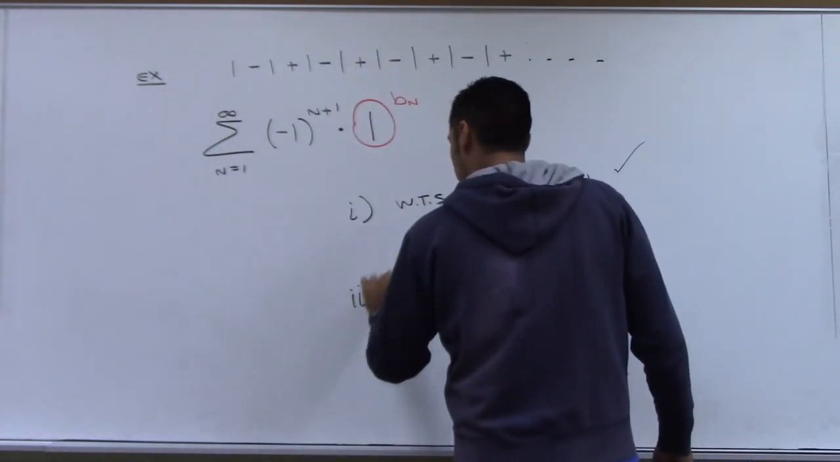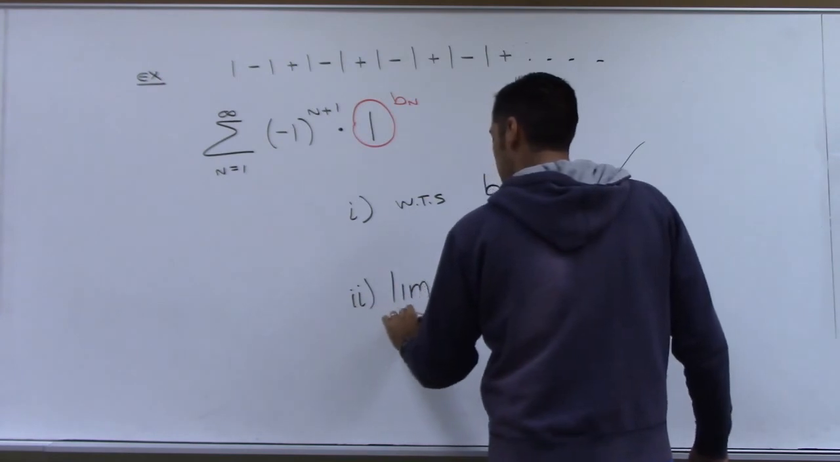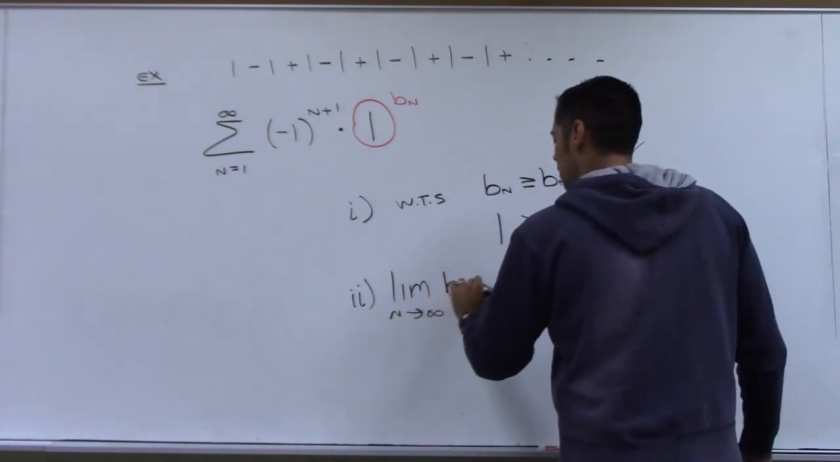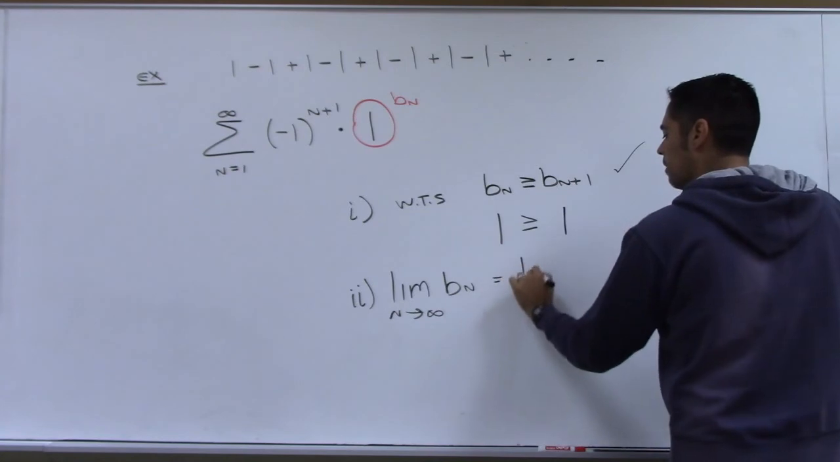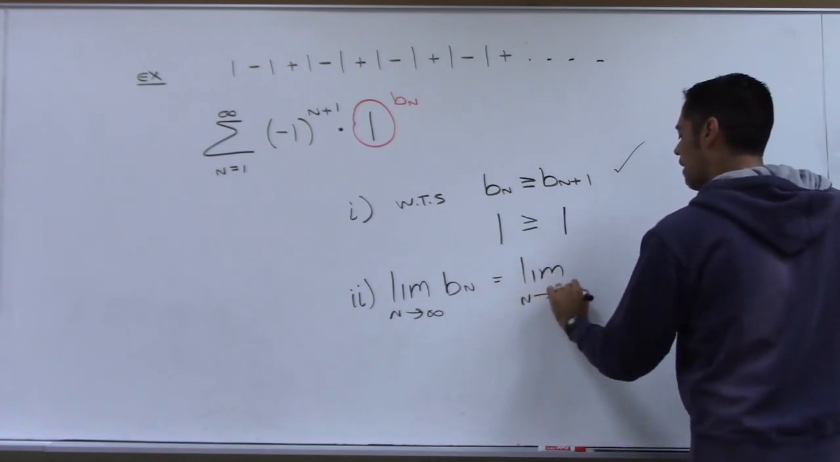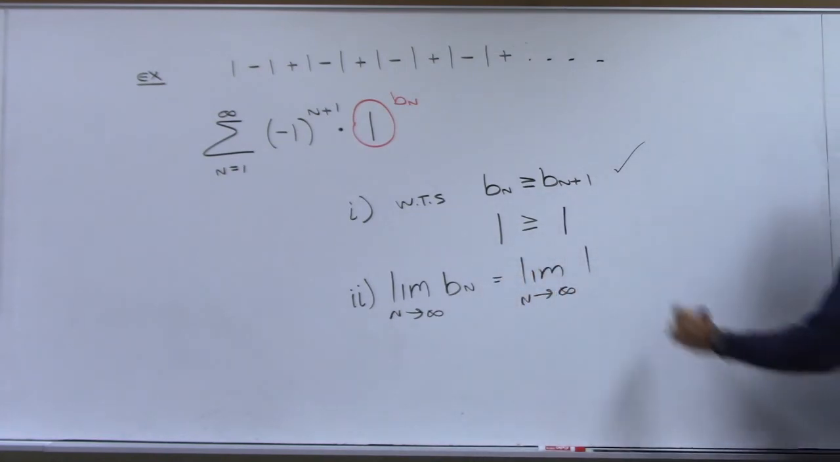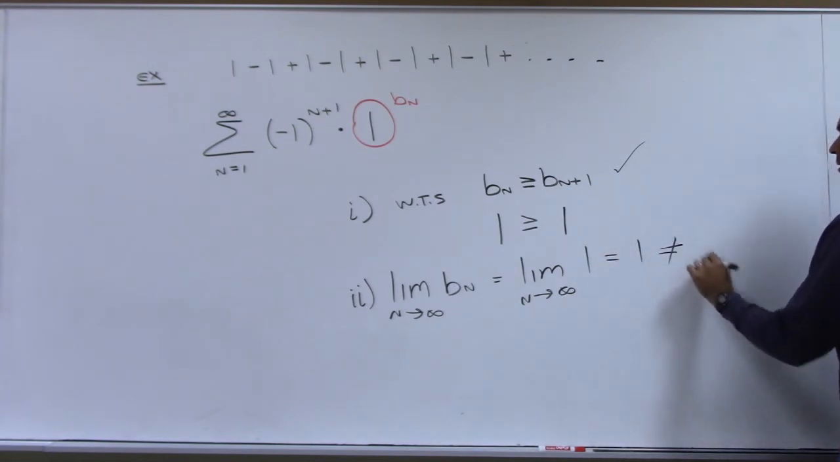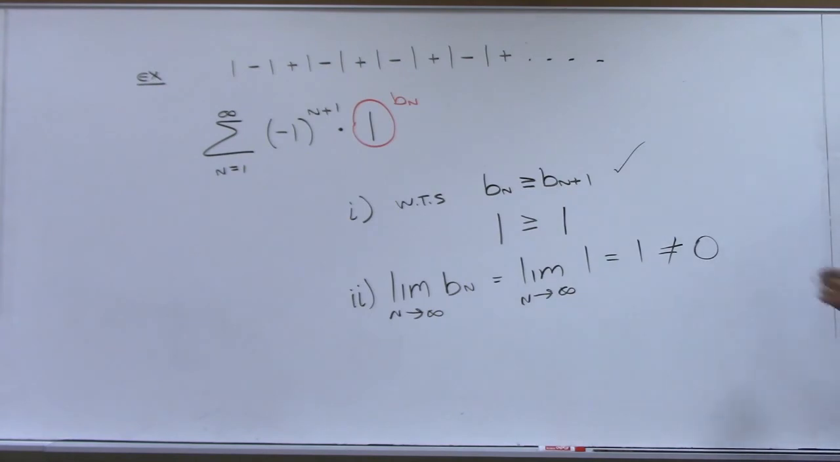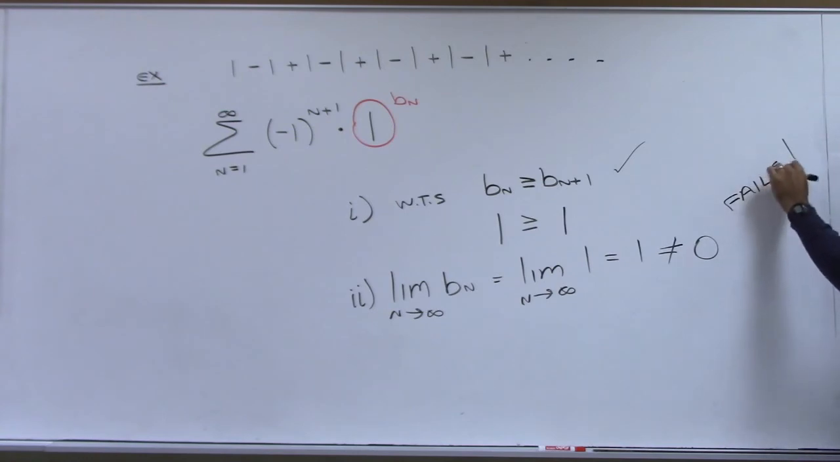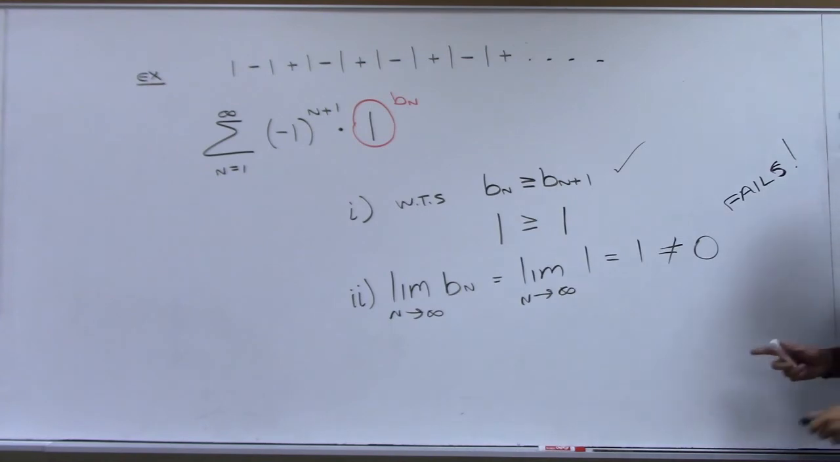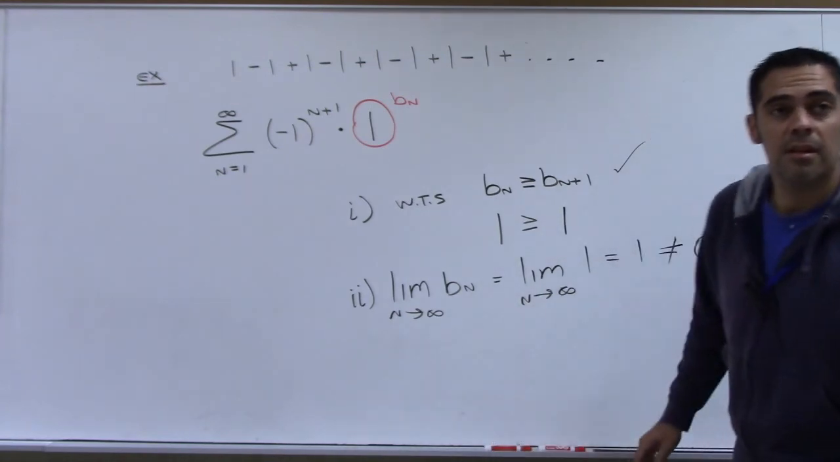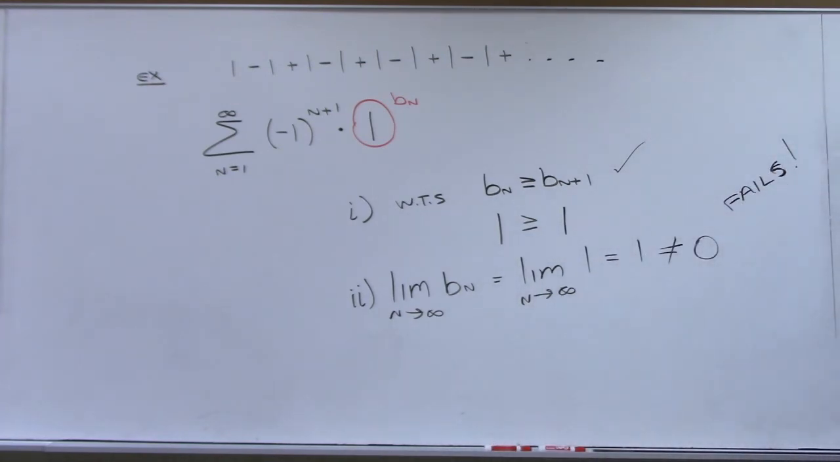Second thing, what's the limit as n goes to infinity of b sub n? Well, that's the limit as n goes to infinity of 1, right? Which is 1, which is not 0. Fails. The alternating series test fails. All right? Now, we are going to have a way of dealing with this next class. But this is a very interesting problem.